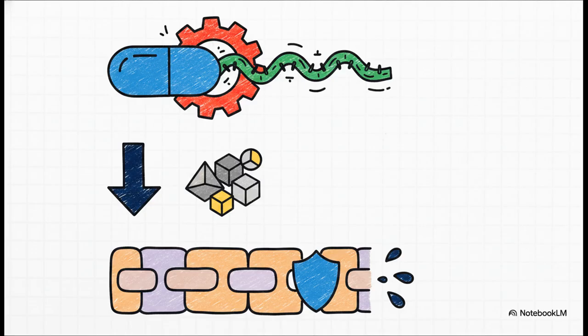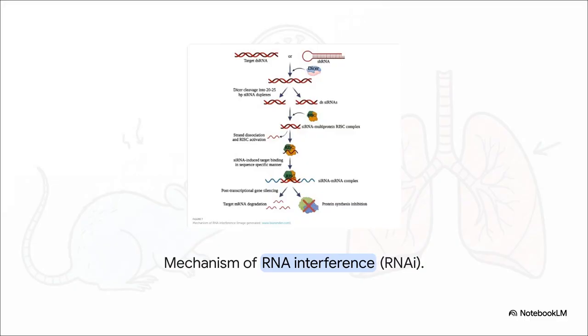By doing that, it stops VE-cadherin degradation, essentially plugging the holes to stop vascular leakage right at the endothelial barrier. Aside from small molecules, we are also looking at some seriously cutting-edge therapies, like RNA interference. This diagram shows exactly how it utilizes post-transcriptional gene silencing to directly target and take out the viral mRNA.